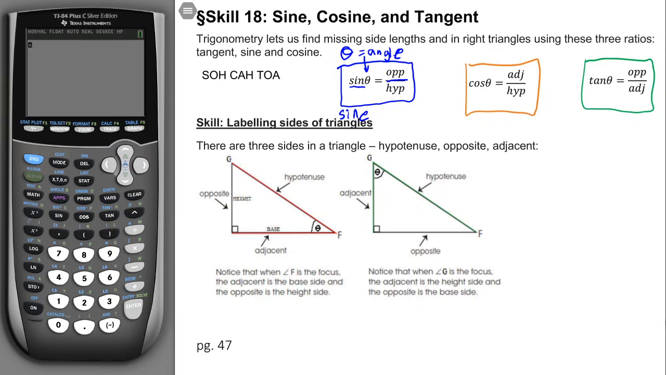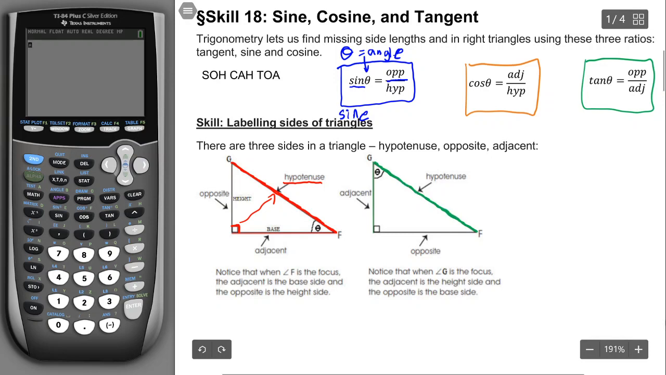To understand that, we need to know what our opposite side and hypotenuse are. Let's look at this red triangle down here. Since this is the right angle, the side across from the right angle is called the hypotenuse. Hypotenuses only exist in right angle triangles, and the hypotenuse is always the longest side in a triangle. In this triangle over here, this side is also the hypotenuse because it is across from the right angle. So these two are our hypotenuses.